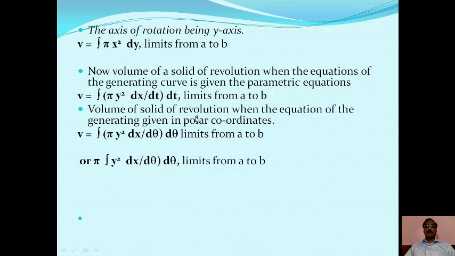Volume of solid of revolution when the equation of the generating curve is given in polar coordinates: pi y square dx over d theta into d theta, limits will depend on the value of theta. So in this formula, pi will be outside of this integral, limits from theta 1 to theta 2, y square dx over d theta into d theta.